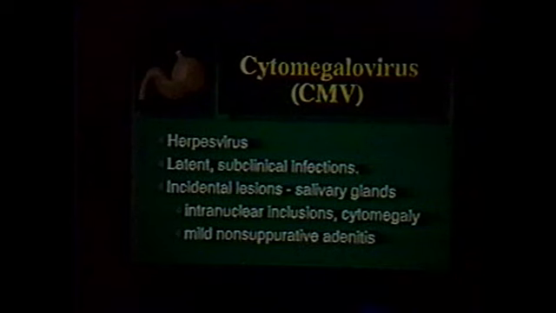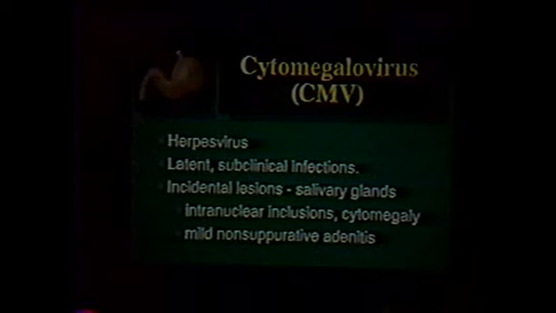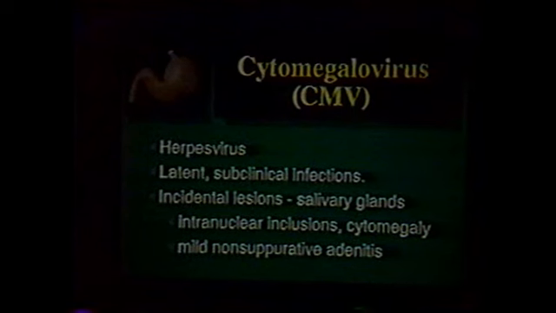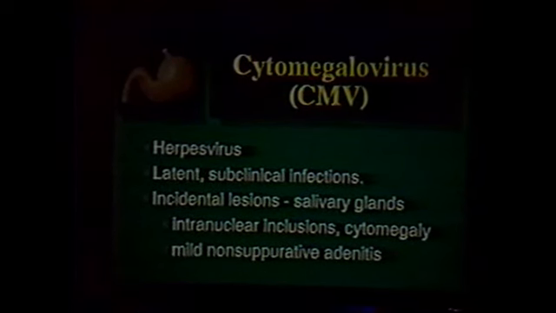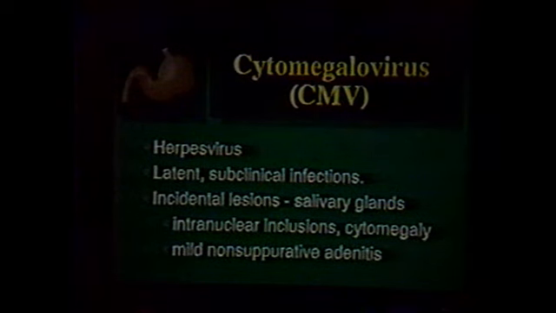Starting with the viral diseases, there aren't many viral diseases in the rat GI tract that are important, but cytomegalovirus, which is a herpes virus, is certainly one of them. This again tends to be a latent, usually subclinical infection, in my experience, of the salivary glands.